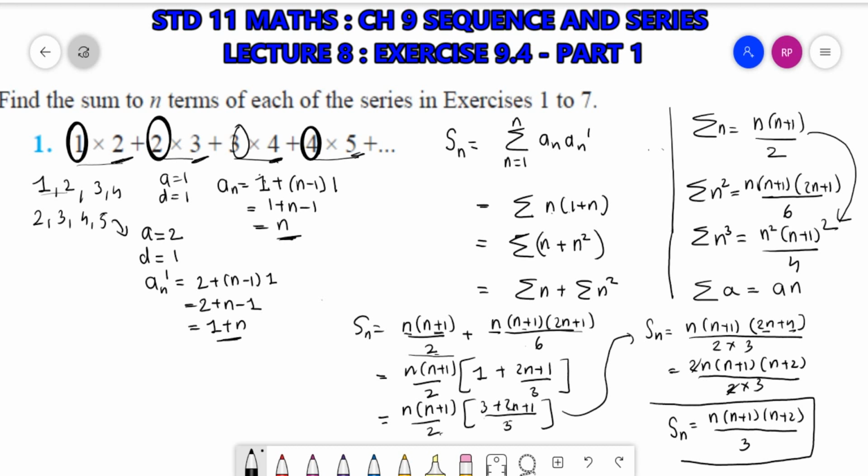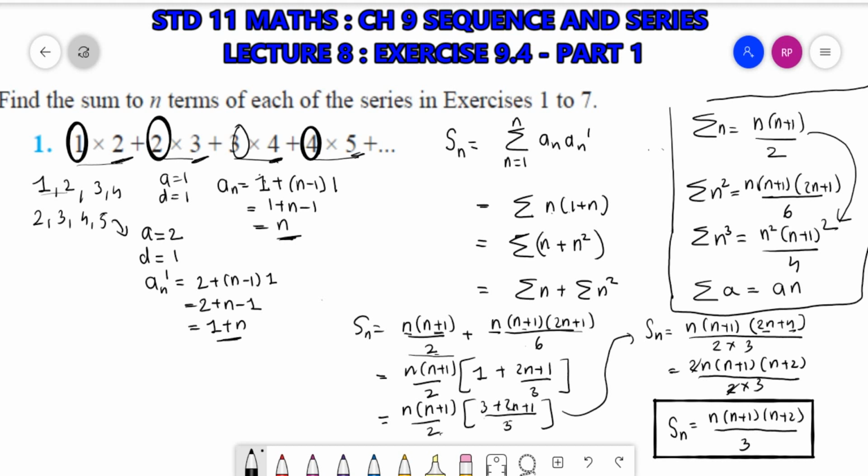So the sum to n terms of the given series will be n into n plus 1 into n plus 2 upon 3. Okay, so this was about the first question. So just note it down. Okay, remember this formula for summation. Now note down question number 1. Now let's move ahead.